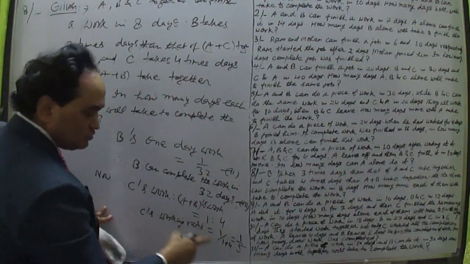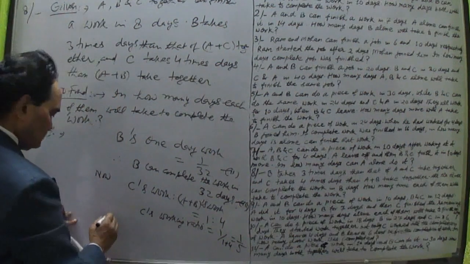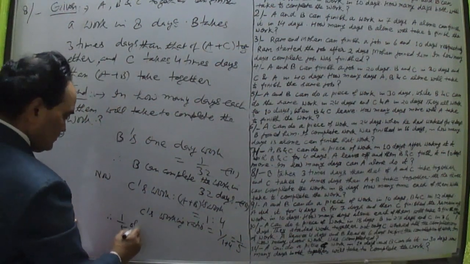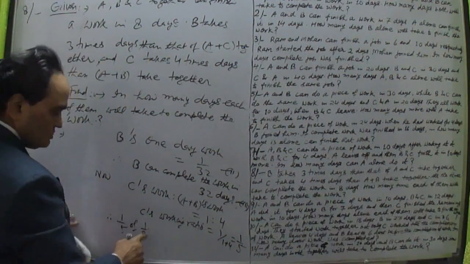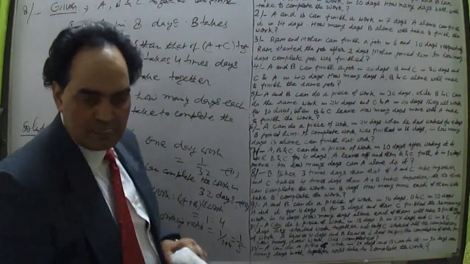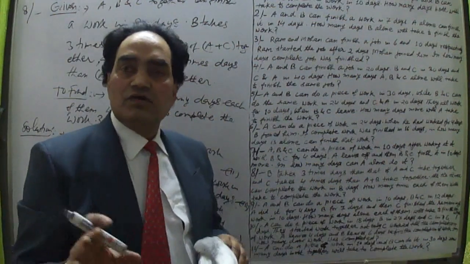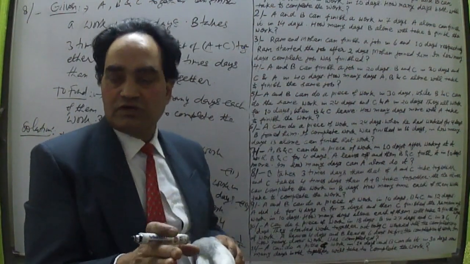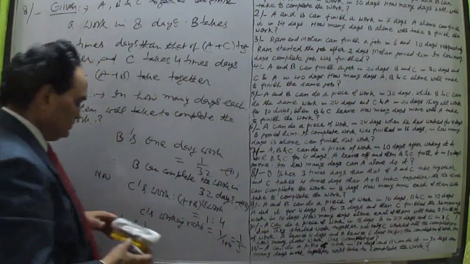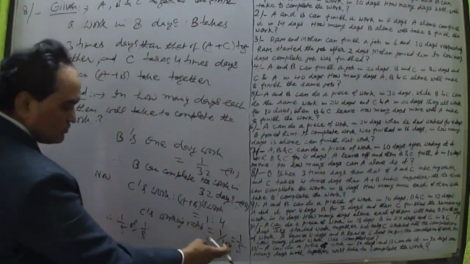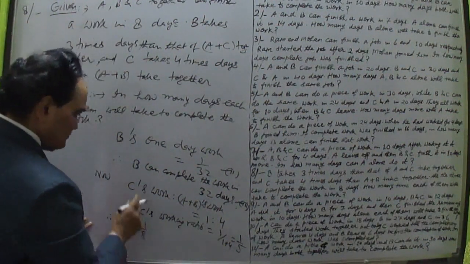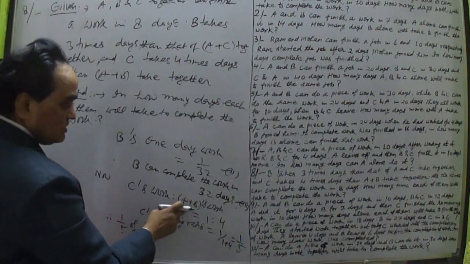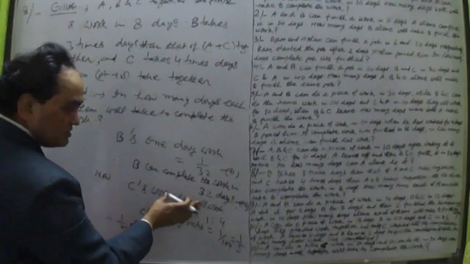So 1 upon 8 is to be divided into 1 upon 5. Therefore, 1 upon 5 of 1 upon 8. 1 upon 8 is the total work for 1 day of A plus B plus C. So all the three's work of 1 day is to be divided, and C's share is 1 upon 5 of this.